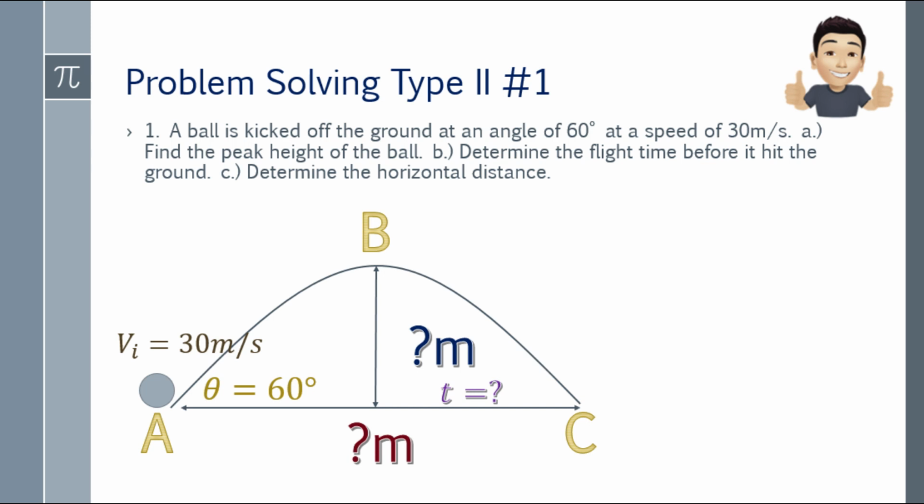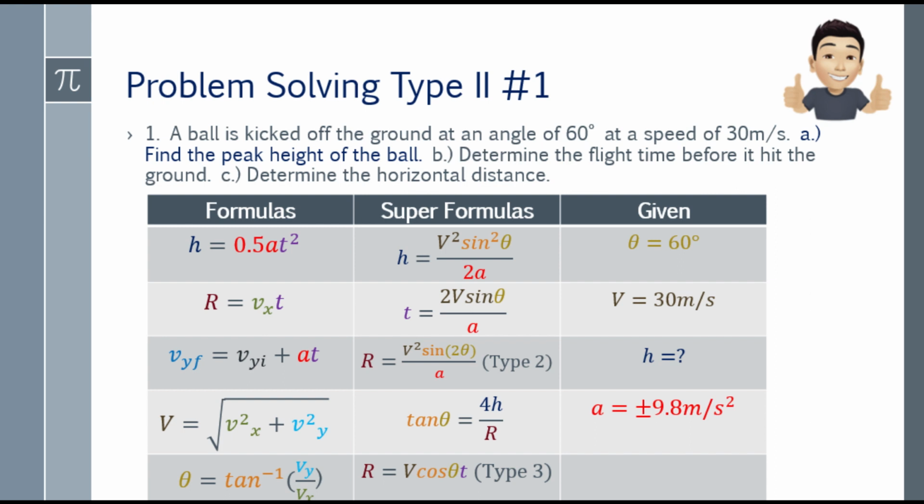So, ito yung illustration ko. Ayan, mapapansin mo A, B, and C. So, B, yung zenith, bago bumaba yung bola. And yung C, pag tumama niya na yung ground. So, let's construct the table. We have the given theta or the angle as 60 degrees. The initial velocity, that will be 30 meters per second. And the height, yung hinahanap natin, peak height. Acceleration can be plus minus 9.8 meters per second squared, depending on the question.